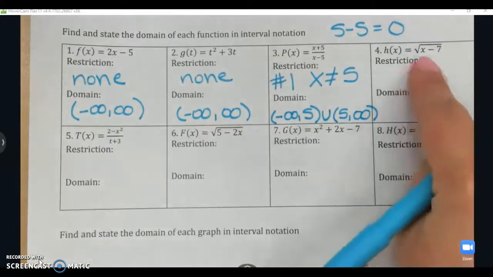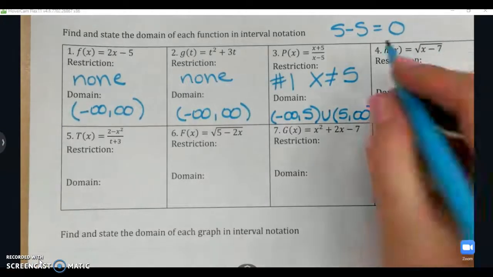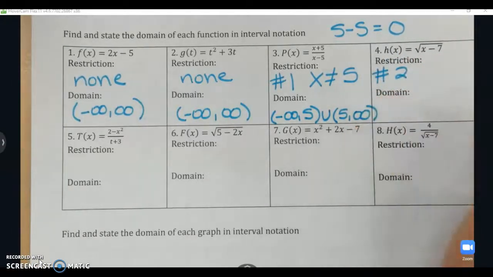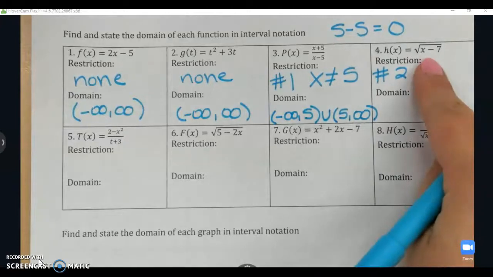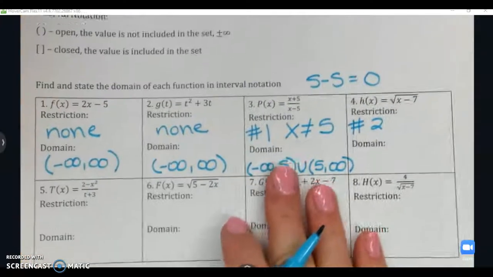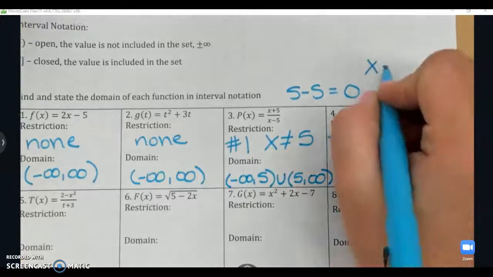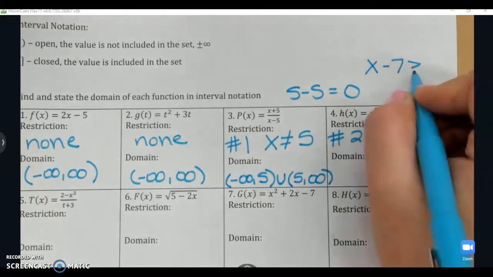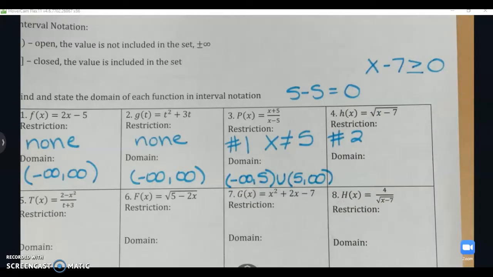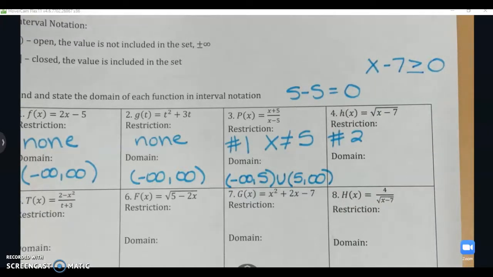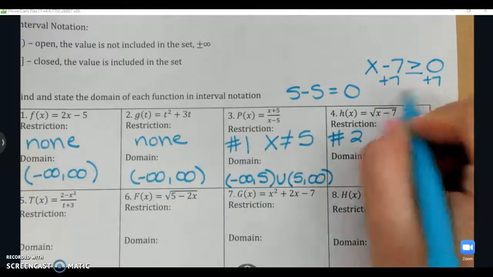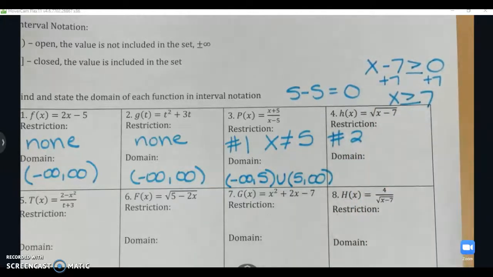Number 4, square root of x minus 7. This is restriction type number 2. I don't want to take the square root of a negative number. So looking here, what's inside my radical? I have x minus 7. That value, x minus 7, has to stay greater than or it can be equal to 0. If it's greater than 0, it's a positive number, or if it's equal to 0, I can take the square root of 0 because it is 0. So if I move that 7 over, that means that all of my x values need to be greater than or equal to 7.